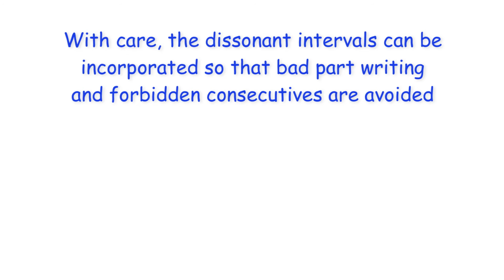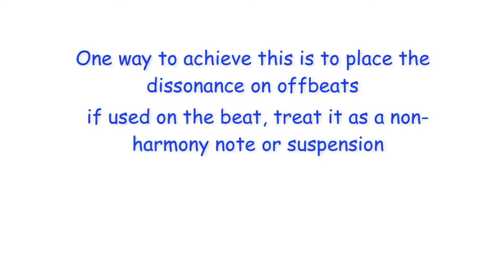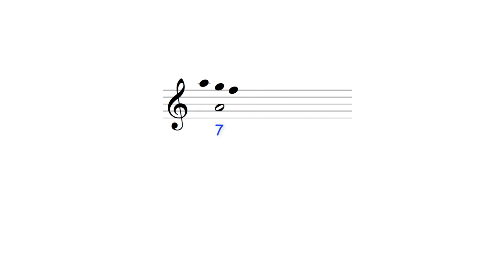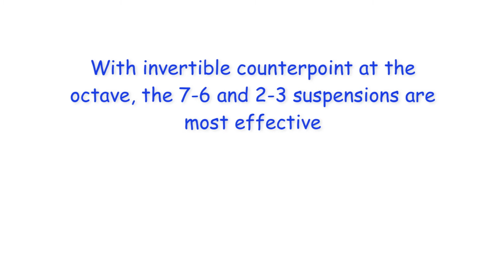With care, the dissonant intervals can be incorporated so that bad part writing and forbidden consecutives are avoided. One way to achieve this is to place the dissonance on offbeats, or if used on the beat, treat it as a non-harmony note or suspension. For example, the following seventh is here treated as an accented passing note, which moves to a consonant sixth, and when inverted, a third. The same seventh can also be treated as a 7/6 suspension, which inverts as a 2/3 suspension. With invertible counterpoint at the octave, the 7/6 and 2/3 suspensions are most effective.